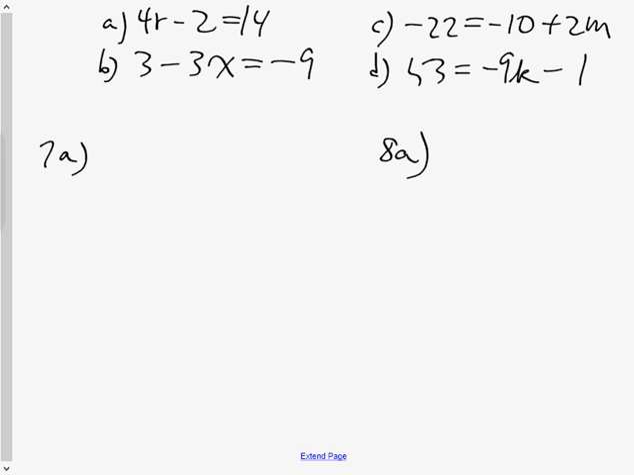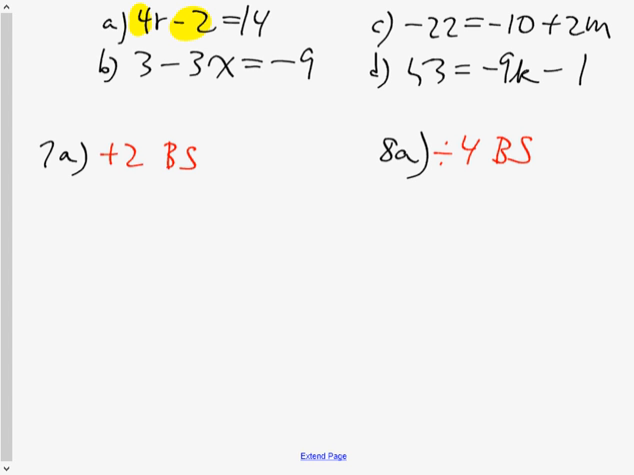So all we're going to do here is state what I'm going to do to both sides in number 1. If I look at this, I want to get rid of that. So my first step, or 7a, is going to be, what am I going to do to both sides? I'm going to add 2 to both sides. And then 8 says, what's the second thing you're going to do to both sides? Once that's gone, I want to get rid of this. In order to do that, I'm going to divide both sides by 4. Step 1 is to add 2 to both sides. Step 2 is divide both sides by 4.